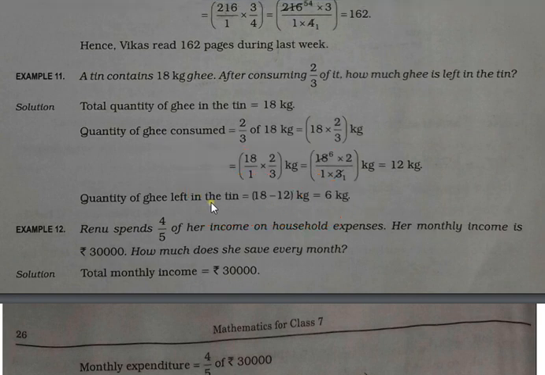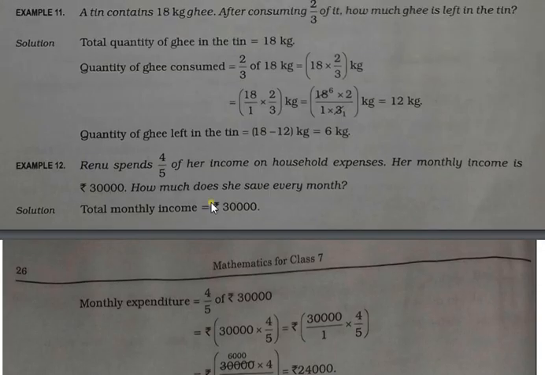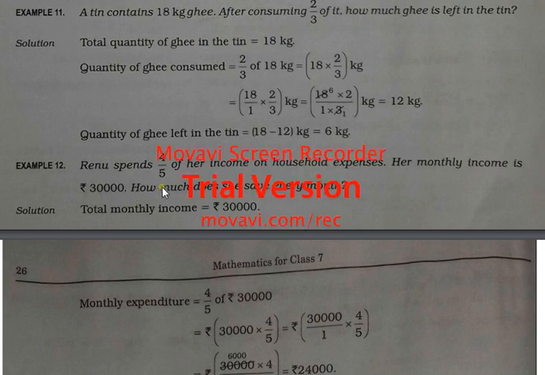So in this way you will be making, if you will see, there is example 12. Okay, the last example, then after that the exercise will come. Renu spends 4 by 5 of her income on household expenses. Her monthly income is rupees 30,000. She is earning 30,000 per month. How much does she save every month?